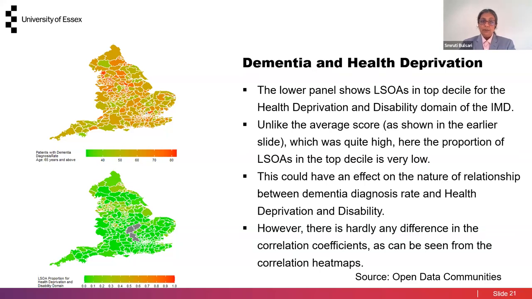The same is the case when we come to the health deprivation and disability domain. When we talk about the proportion of LSOAs which are highly deprived, the proportion is really very small. So this is in contrast with the average score, where we saw a high level of health deprivation across the local authority districts. Here it shows that the proportion of LSOAs which are highly deprived in the local authority districts for health deprivation and disability is again very, very low. Therefore, this requires further research and exploration.